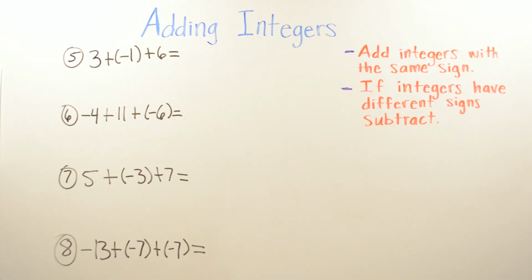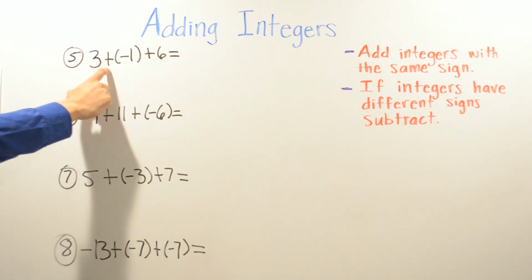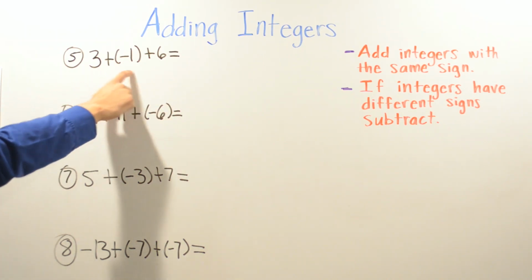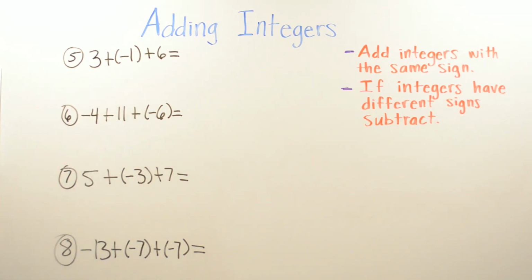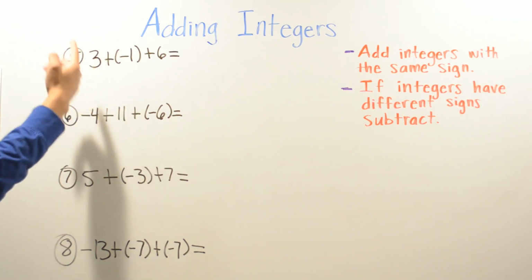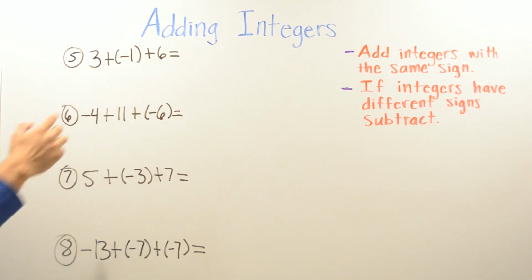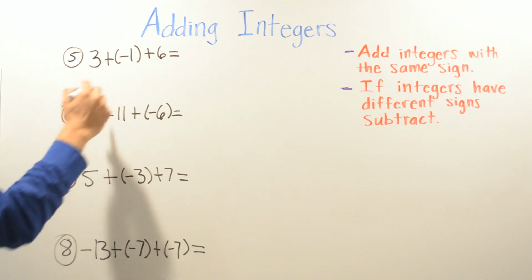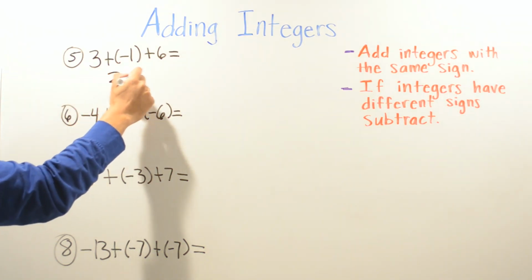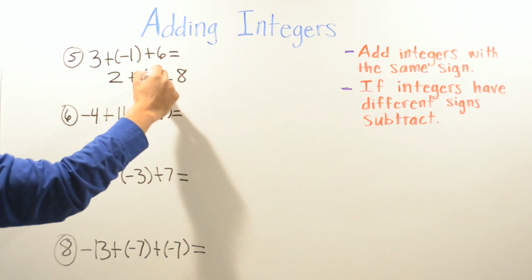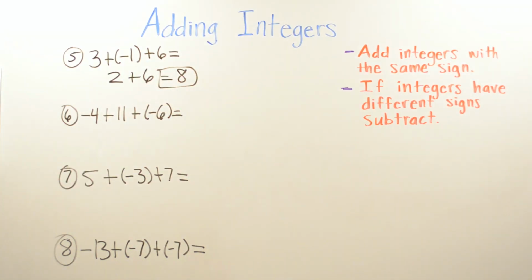Okay, so start with example number 5. We have 3 plus -1 plus 6. Okay, remember we have two different signs, so we're gonna go ahead and see which one do we use. Do we use a positive or do we use negative? We're gonna use positive because we know that 3 is bigger than 1. So we're gonna go ahead and subtract. 3 minus 1 is gonna be 2, and then plus, we just bring down the number 6. So it's 2 plus 6 is 8. So our answer for number 5 is going to be 8.